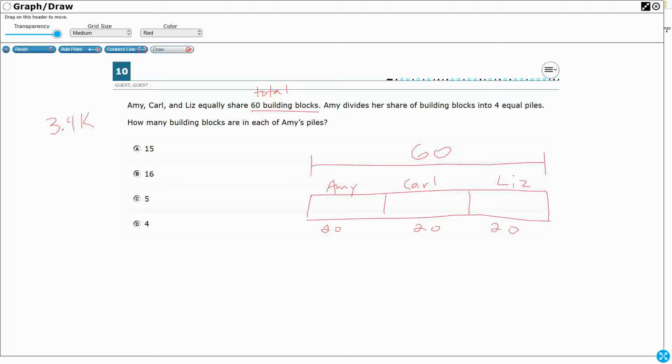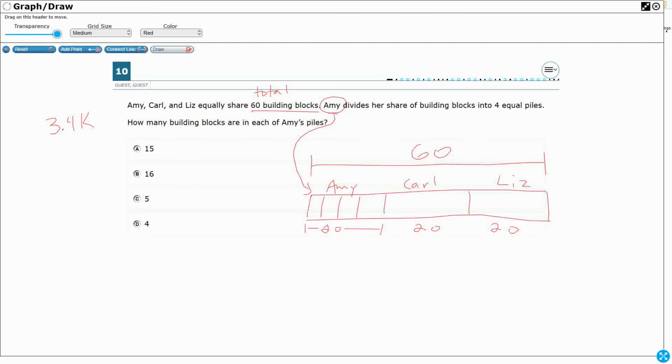Now, Amy. So now, step 2, we're just looking at Amy. She divides her share into 4 equal piles. So I'm going to do this. All right, so this 20 right here is just Amy. How many building blocks are in each of Amy's piles?